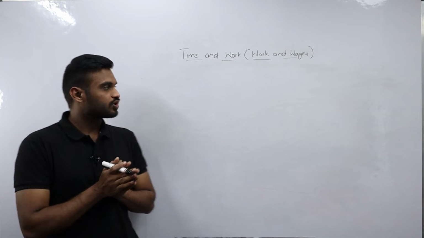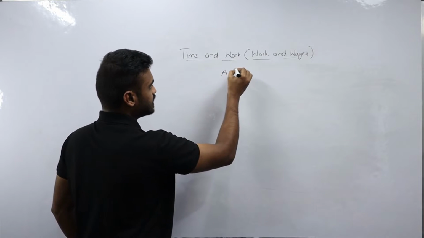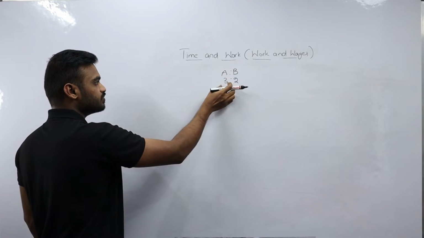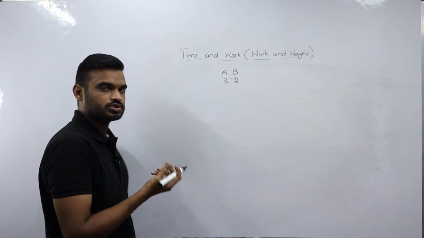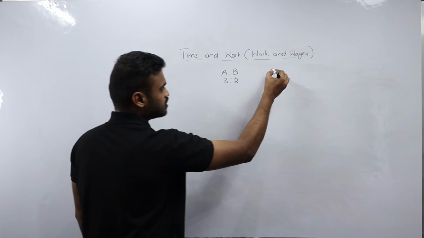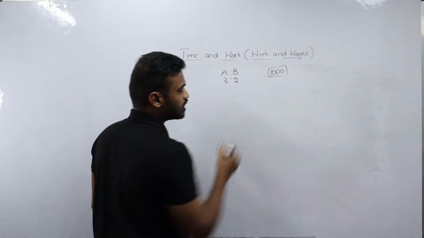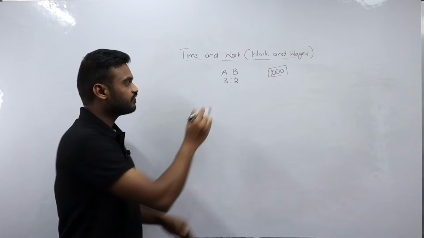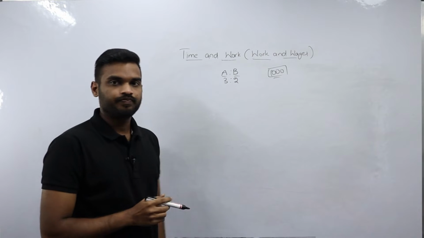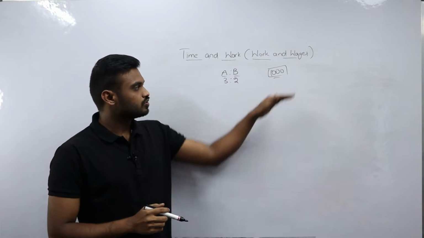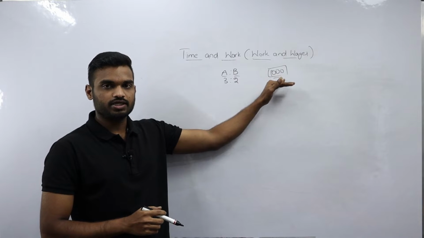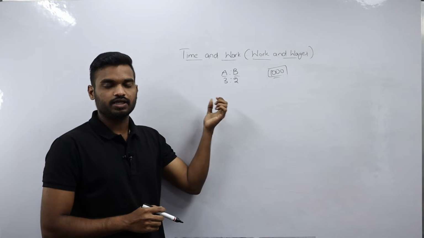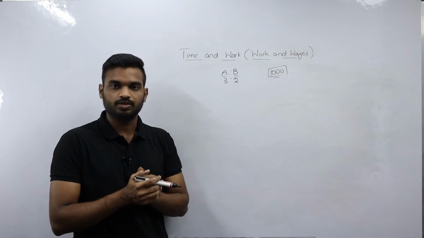Suppose they have given the ratio of efficiency of A to B as 3 to 2. And also suppose that for completing the total work, they have given 1000 rupees to A and B. Now we need to find out the share of A and the share of B in this 1000 rupees. I have already told you, the total amount will always be divided among the persons based on their efficiency. The person who has more efficiency will get more money and the person who has less efficiency will get less money.